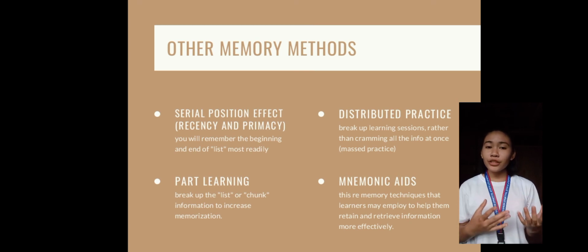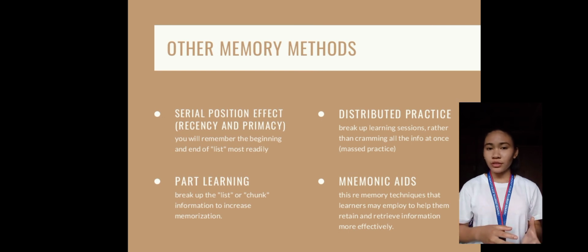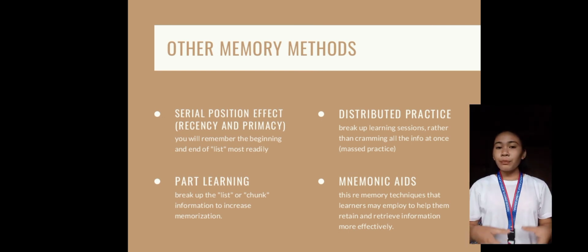So the second, distributed practice. This is to break up learning sessions rather than cramming all the information at once, or massed practice. Example, you have 4 modules and you decide that you will work on it 1 week per module. Third is part learning, or breaking up the list or chunking information to increase memorization. Example, memorizing a poem 1 stanza at a time. So you are breaking up the poem into chunks.